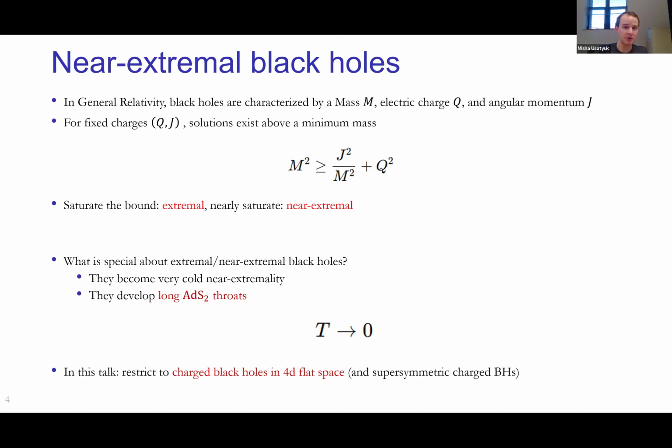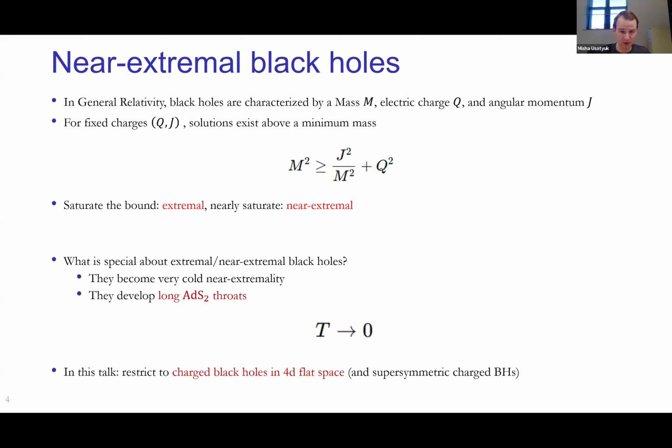And it's really the physics of this AdS2 throat that's important for the large quantum corrections that I'll explain in this talk. So I said this talk was going to be about all near-extremal black holes, so all black holes that are close to saturating this inequality. But for now, we're going to restrict to just charged black holes in four-dimensional asymptotically flat space. So the theory we're going to be working with is GR coupled to the standard model fields. And we're going to set the angular momentum j to zero, and I can explain what happens with angular momentum a little bit later.